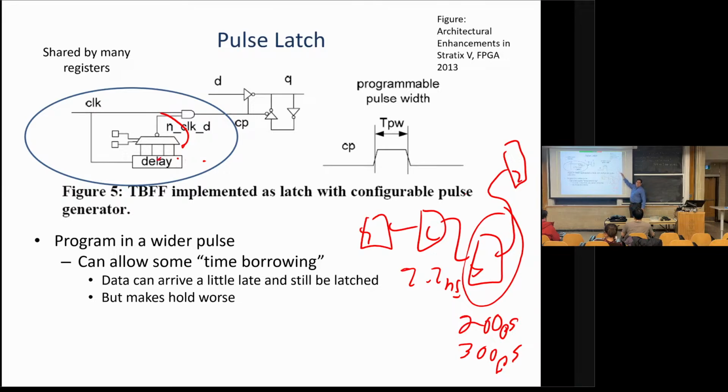This guy's got a bit of margin. This guy's got negative margin or negative slack. We can actually shift what the capture window is by changing the pulse width.